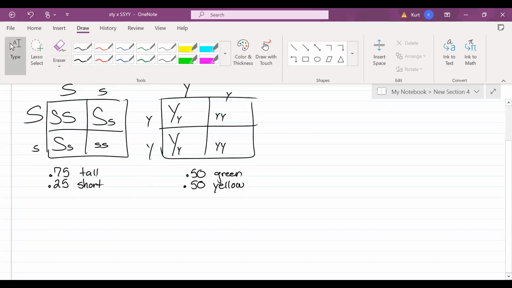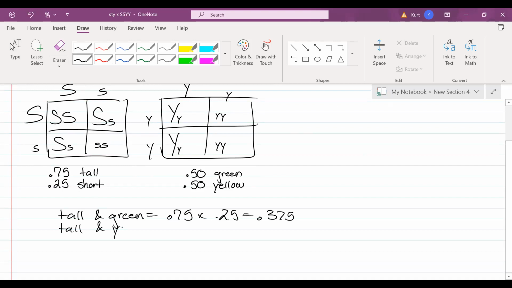Then you need to multiply those two frequencies by each other so that you can figure out the actual frequency of each of the four outcomes. First outcome, we will have tall and green. That would be 0.75 times 0.25, that equals 0.375. We have tall and yellow. 0.75 times 0.25, or excuse me, why am I doing 0.25? You're probably sitting there like, huh? I meant to put 0.5, excuse me. 0.75 times 0.5 is going to be 0.375.